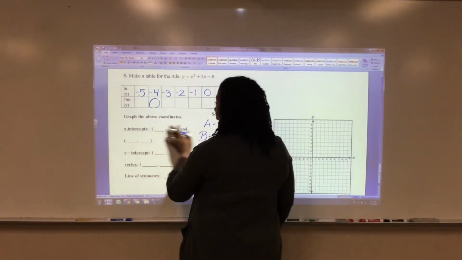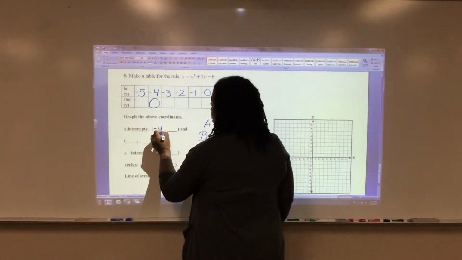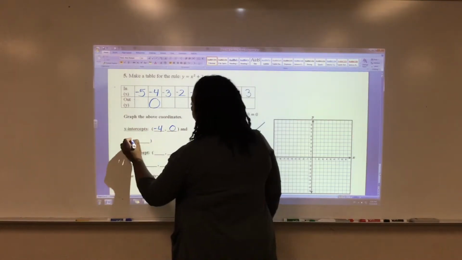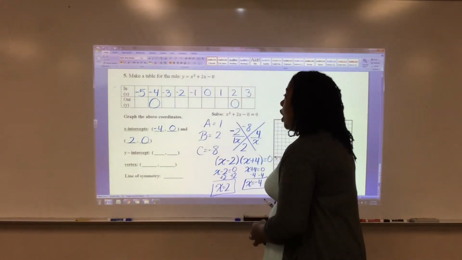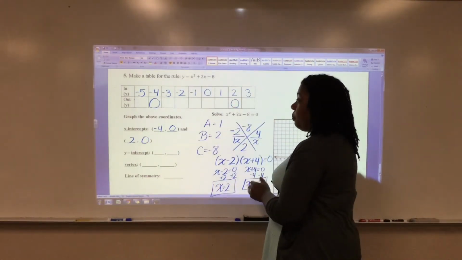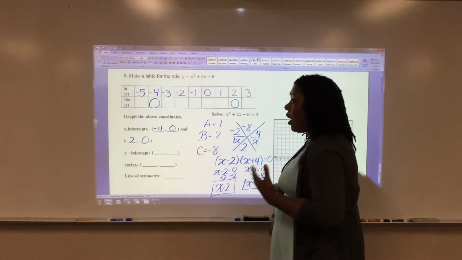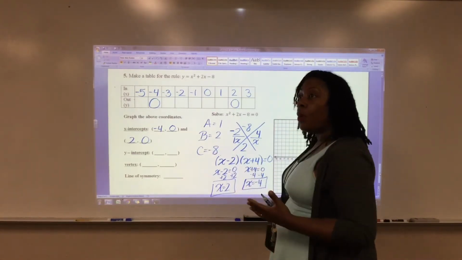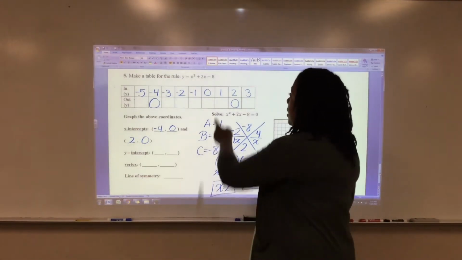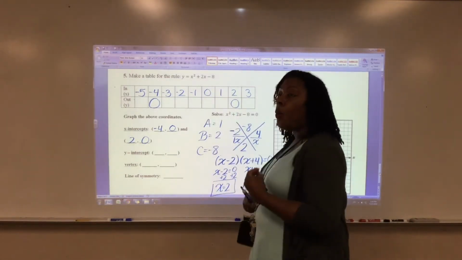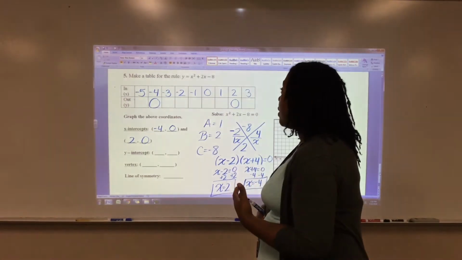And I also know my x-intercepts are (-4, 0) and (2, 0). So just by factoring alone, we have pieces of our table completed, and we now know our x-intercepts. One thing that we've identified that people may or may not remember is the number at the end of our graph will always be, no matter what we're graphing, our y-intercept.